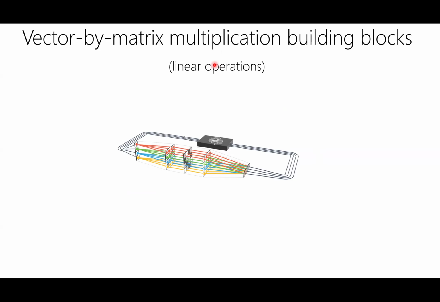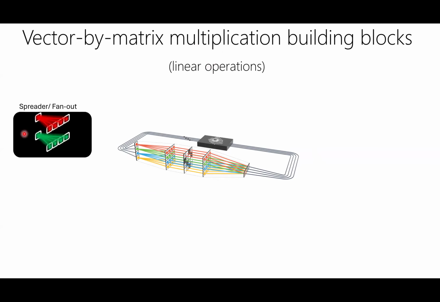So zooming in on what the optics is doing for us here. The optics is doing the linear operations, as I said. And the first thing we need to do is to take each vector element and spread it out into a row on a matrix. We call that the fan-out system or the spreading system.